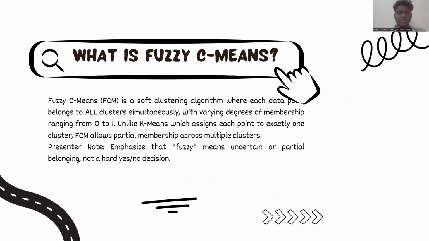What is fuzzy C-means? Fuzzy C-means is an improved version of K-means. Instead of assigning a point to one cluster, it assigns a degree of membership. For example, a point may belong 70% to cluster A and 30% to cluster B. This approach is more natural because in real-world data, the data usually overlap each other.